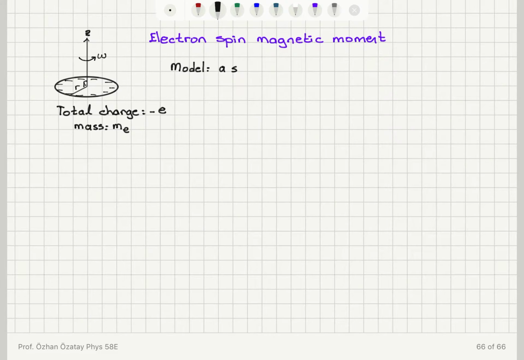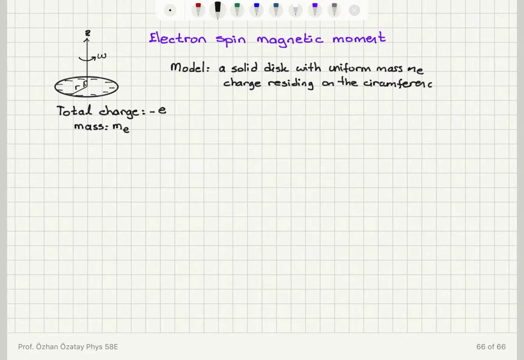a solid disk with uniform mass m sub e, charge residing on the circumference, so that you have a charge density lambda equal to the linear charge density, the total charge minus e divided by the circumference 2 pi r. So we have r, the radius of the disk.